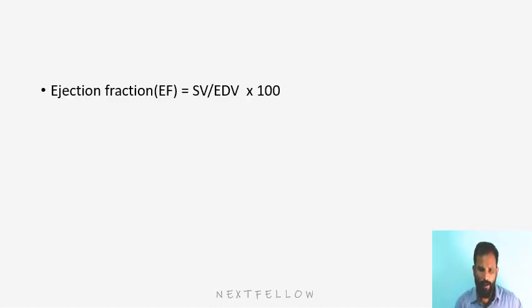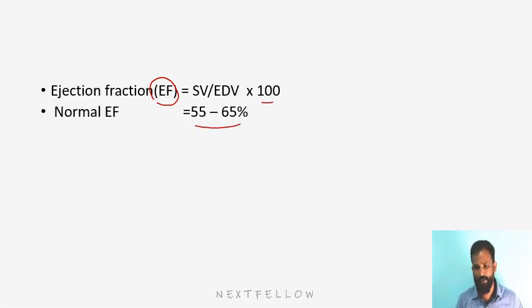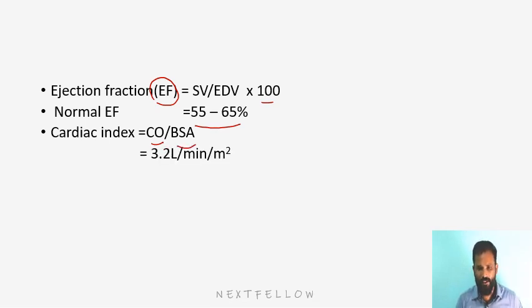Coming to an important parameter of heart function, that is ejection fraction. Ejection fraction is the fraction of blood volume that is ejected out from the end diastolic volume. So it is the stroke volume ejected from the end diastolic volume, and its ratio multiplied by 100, as a percentage, we call the ejection fraction. Normally it is around 50 to 65%. And there is another entity based on the surface area, cardiac output by body surface area, that is called cardiac index, which is around 3.2 liters per minute per meter square.